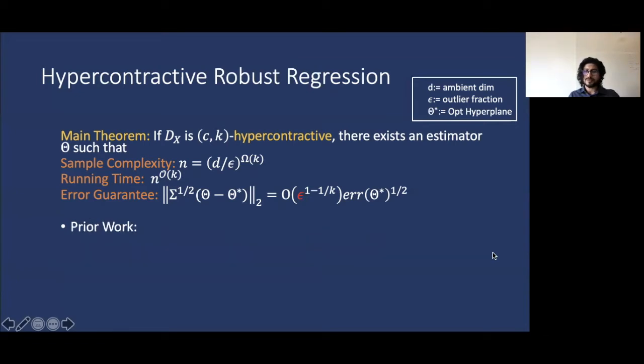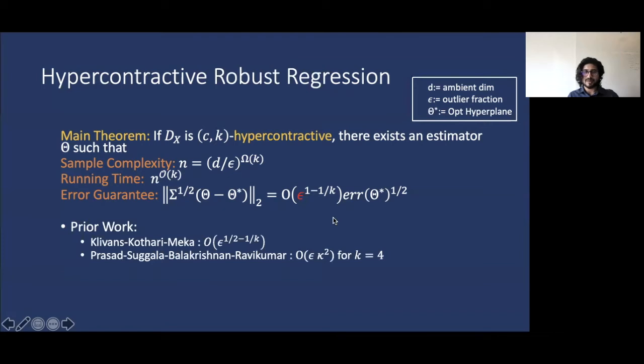Okay, so to contextualize our result a bit more, let me mention some of the prior work on this problem. The most closely related work to this one is by Klivans, Kothari, and Meka, who get an epsilon to the 1/2 minus 1 over k dependence, as opposed to the 1 minus 1 over k that we get. And this holds for all k. Their assumption is the same. They also assume (C, k)-hypercontractivity.